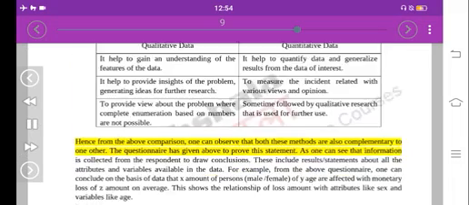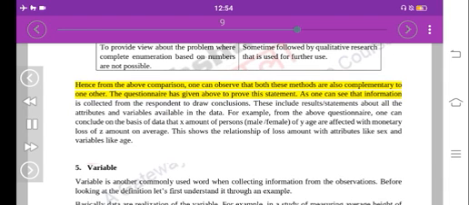Hence, from the above comparison, one can observe that both these methods are also complementary to one another. The questionnaire given above proves this statement, as one can see that information is collected from the respondent to draw conclusions. These include results, statements about all the attributes and variables available in the data. For example, from the above questionnaire, one can conclude on the basis of data that X amount of persons, male, female, of Y age are affected with monetary loss of Z amount on average. This shows the relationship of loss amount with attributes like sex and variables like age.